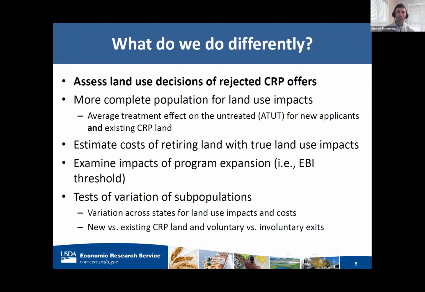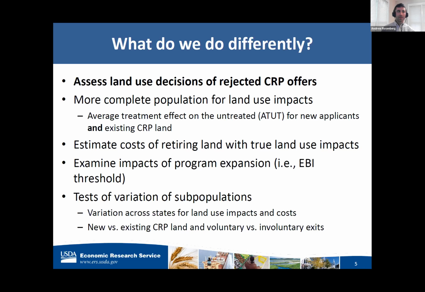So what do we do differently from this previous literature? Basically, what we do differently is all related to the fact that we look at rejected CRP offers, and again, from the 2016 sign-up. This allows us to look at both farmers that are newly enrolling into CRP or attempting to enroll, and land that was previously in CRP. It also allows us to link the information from the offers with the land use that they subsequently do, so that we're able to see how much it costs to retire certain land. So we'll get into some more details about how we do that.